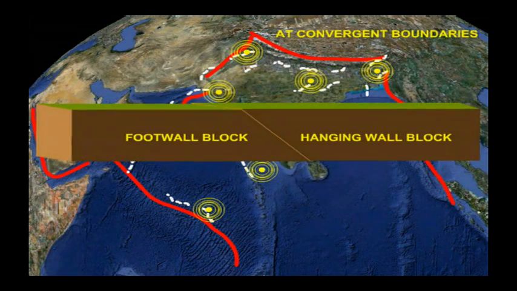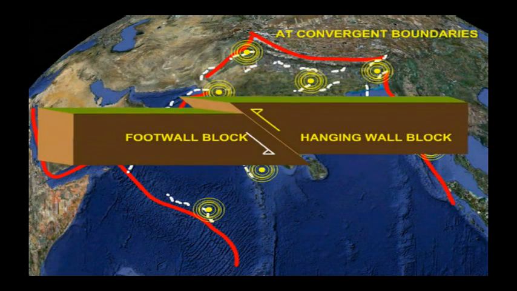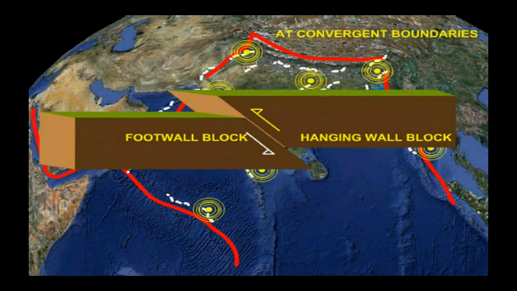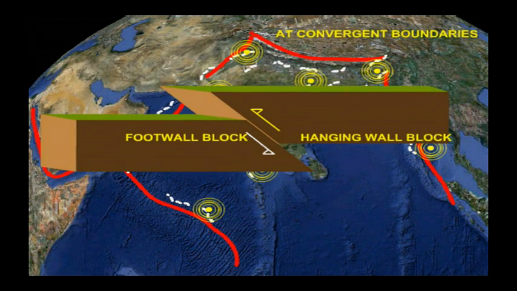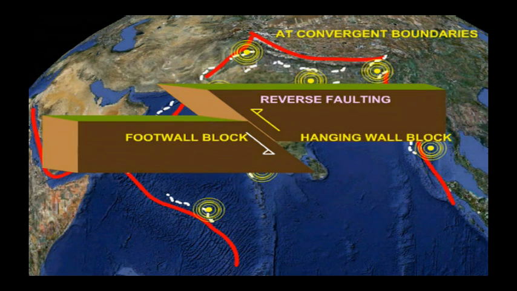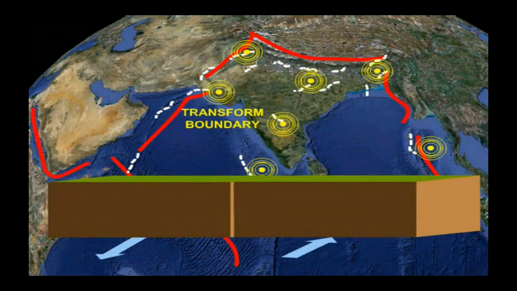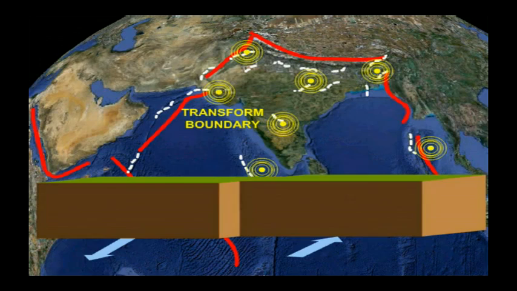At convergent boundaries, the fault blocks tend to slip onto each other due to crustal shortening. The hanging wall of the fault protrudes onto the footwall. This type of faulting is called reverse faulting. At transform boundaries, the fault blocks slip past one another in opposite direction. This type of faulting behavior is called strike-slip faulting.